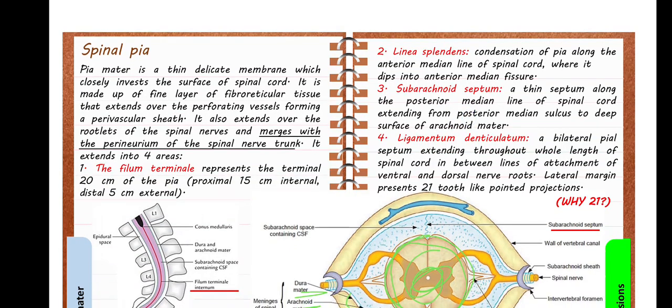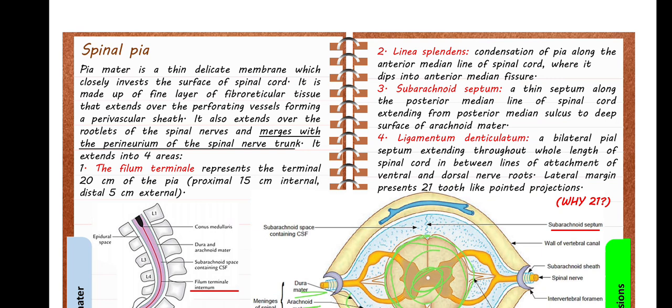It is made up of a fine layer of fibroreticular tissue that extends over the perforating vessels, forming a perivascular sheath. I will not go in depth into this layer. We just know that the spinal pia, or the pia mater, extends into 4 areas.